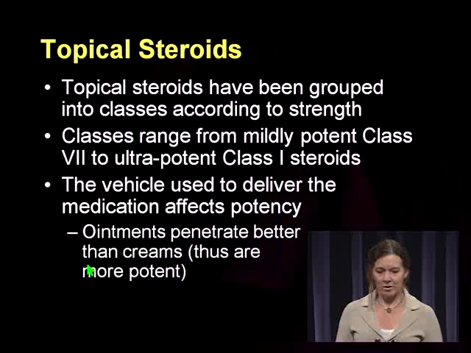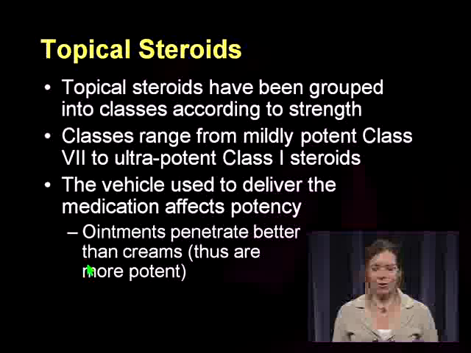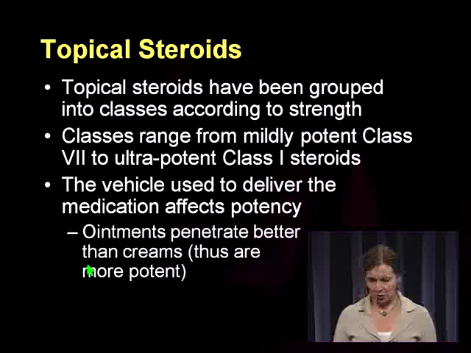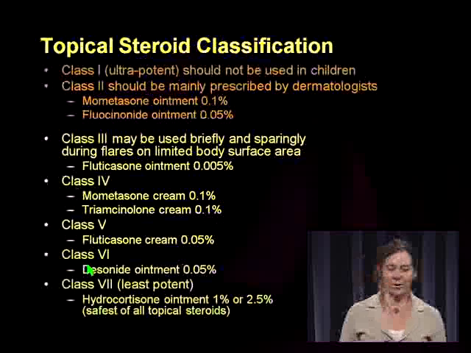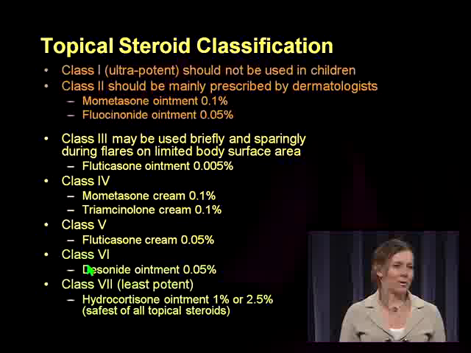So you probably know that topical steroids have been grouped in different classes depending on their strength. These range from very mild topical steroids, which are categorized as class 7, to the ultra-potent ones, which are class 1. And the vehicle of the steroid can actually affect its potency greatly. Ointments tend to penetrate more so than creams, and so they tend to be more potent. And I'll show you a couple examples. So this is not an all-inclusive list. We all know there's many more topical steroids out there, but I recommend just being familiar with one or two in each given class, a low potency, a moderate potency, and a high potency.